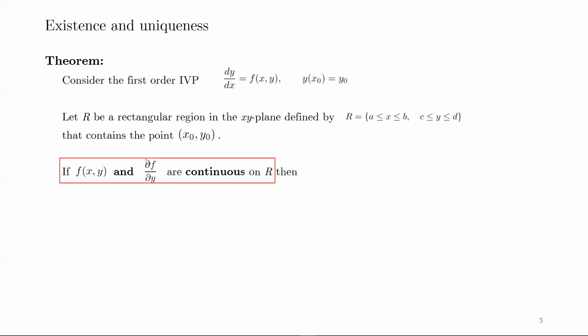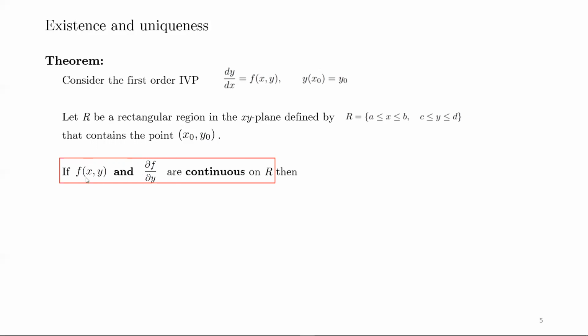So now if we look at the condition f of x y, so that's the right hand side of this differential equation, and the derivative of f with respect to the variable y. So recall, if we look up at our differential equation, x is the independent variable, y is the dependent variable, and so we're taking the derivative of the right hand side of the differential equation with respect to the dependent variable.